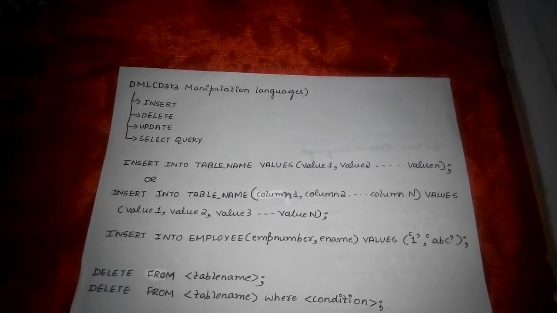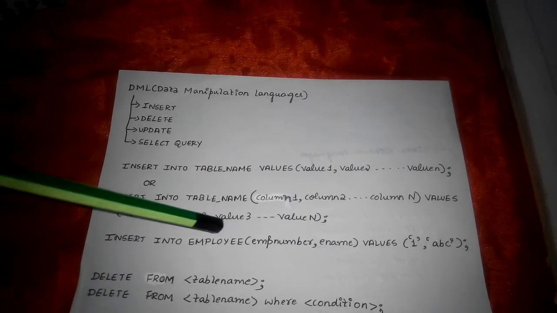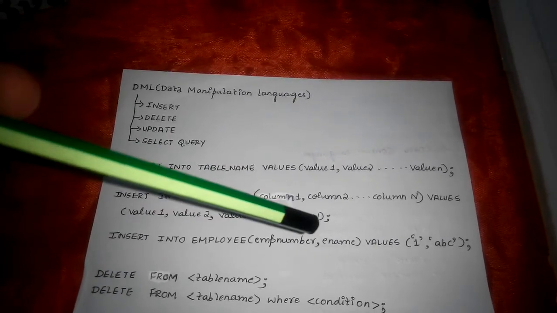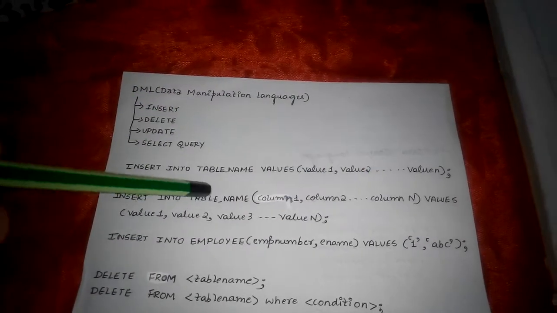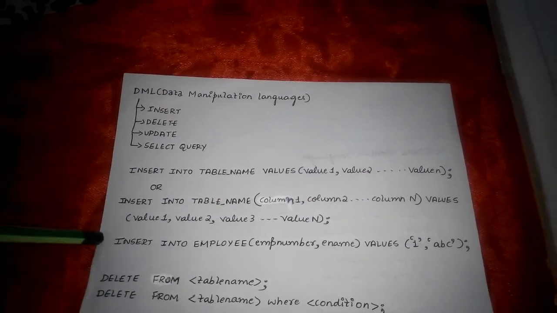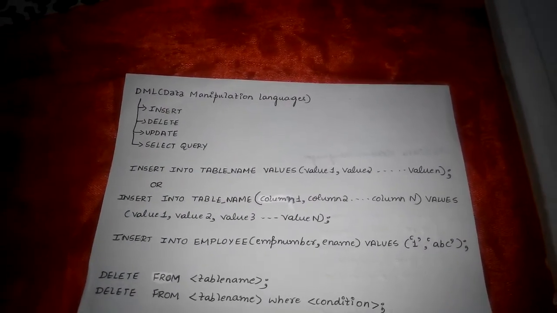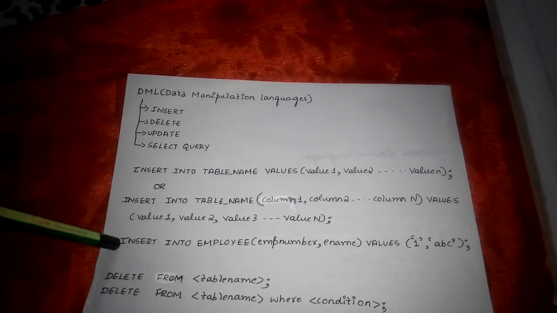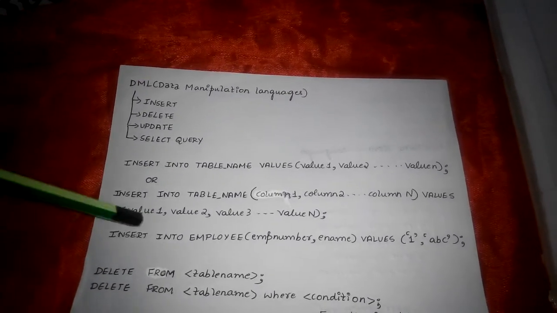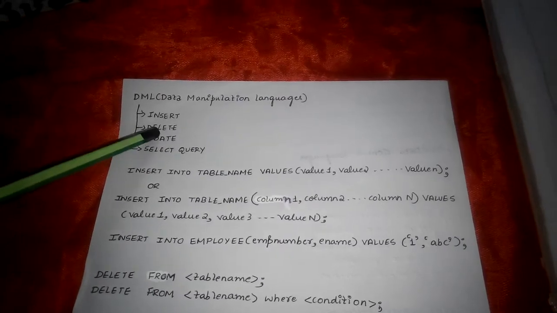Now for example, insert into employee, employee number, employee name, values 1, ABC. This was the example which we had seen in the previous video, that is when we used the create table command for employee. So now let's see the second one, that is delete.